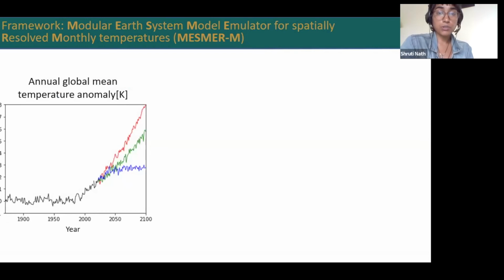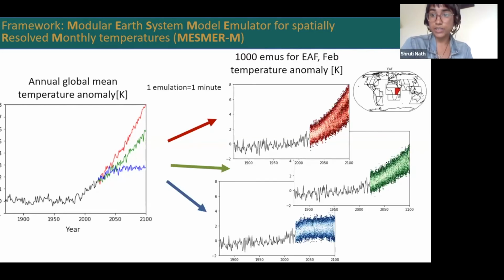So the general emulator that I work on, which is also a product of ETH Zurich and Climate Analytics, is the Modular Earth System Model Emulator for Spatially Resolved Monthly Temperatures, otherwise called MESMER-M. The general framework is that all you need is an annual global mean temperature anomaly relative to the pre-industrial period. Here you can see we have different scenarios of annual global mean temperature anomalies. And by generating several emulations, where one emulation takes 1 minute, I can look at the regional temperature anomalies that arise from these global mean temperature trajectories, at a monthly level.